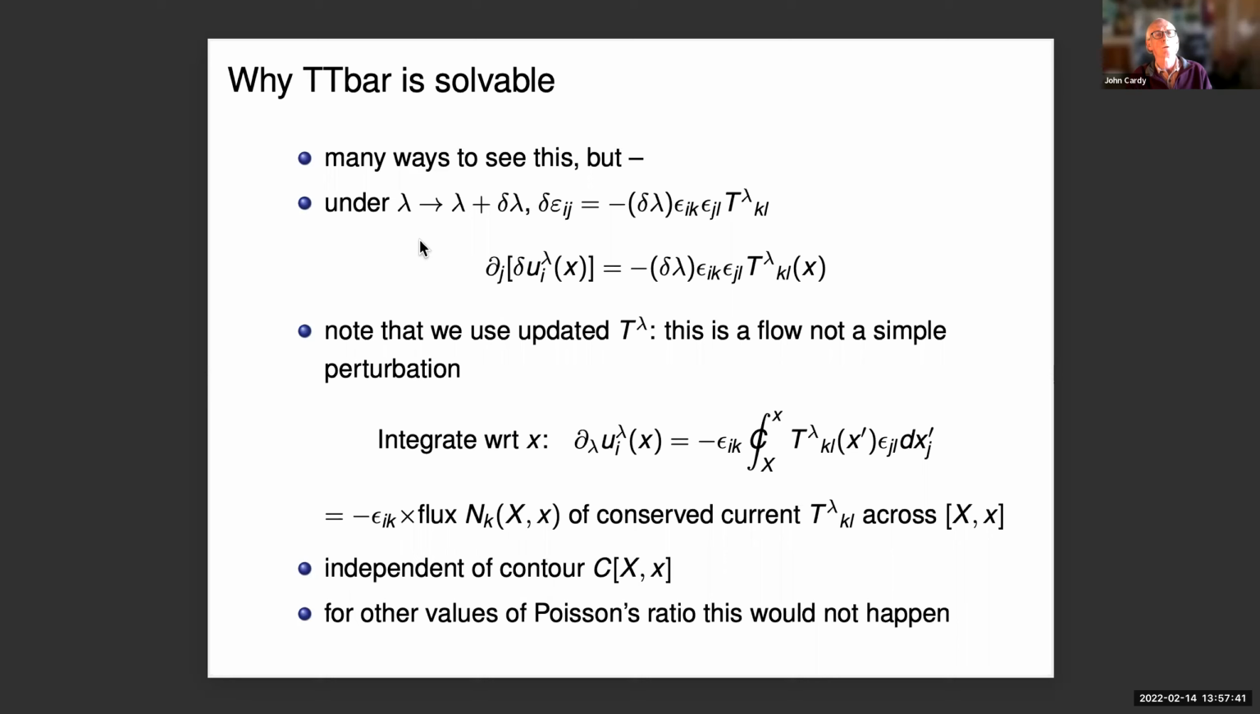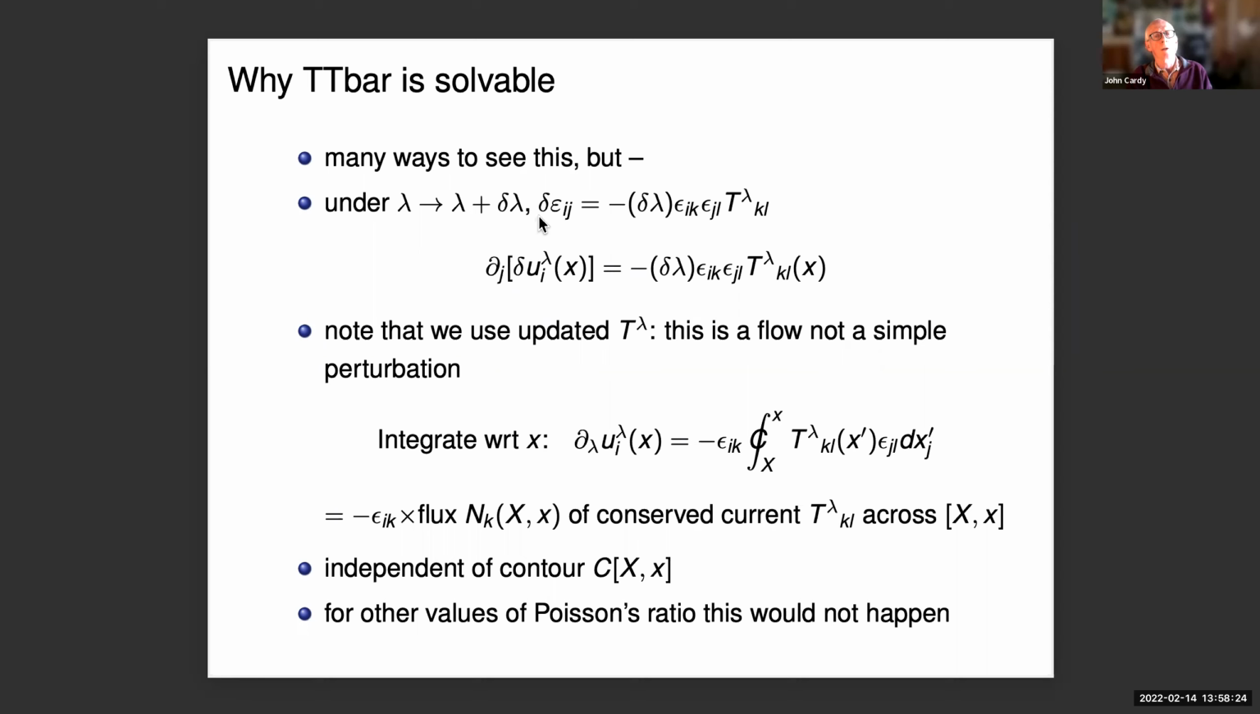Okay, so why is TTbar solvable? Well, there are many different ways to say this, including a coupling to random geometry, the fact that we can write the determinant of T as a derivative of a local field, of a non-local field, excuse me. But the easiest way is this idea that it's equivalent to a coordinate transformation, or in our case, a displacement which is proportional to the stress tensor itself.